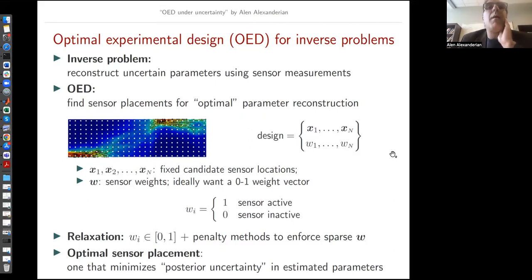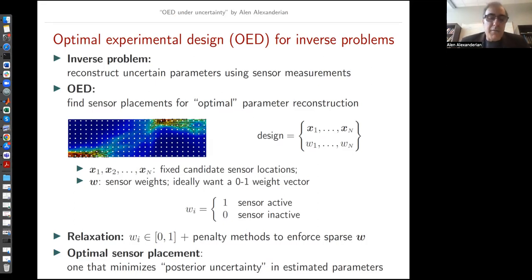So I have these candidate locations x1 to xn. In time-dependent problems, you can also have observation times, but let's just stick to the case where we take one time measurement for simplicity for now. For each of the sensor locations, we assign a weight. Ideally, I could formulate the experimental design problem as a combinatorial optimization problem, in which case these weights will have 0, 1 entries. But of course, that would be very expensive to do in general. Of course, we could also do a greedy approach, which is not too bad, in fact.